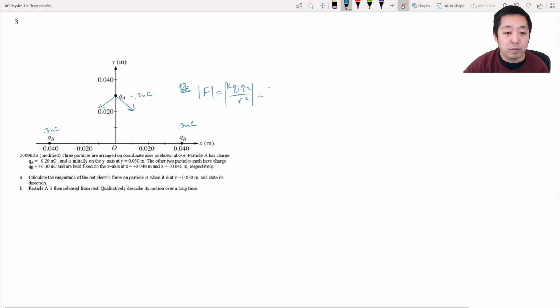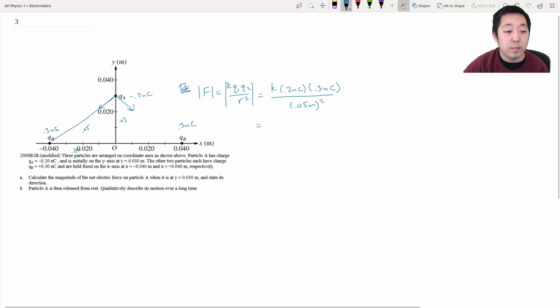So the magnitude of the force is k. Q1 is, in this case, QA and Q2 is QB. So it's 0.2 nanocoulombs times 0.3 nanocoulombs, all over their distance. So we've got to do the distances. This is 0.04. This is 0.03. That's a 3, 4, 5 right triangle, by the way. So this distance is 0.05. I do this distance here. So it's 0.05 meters squared.